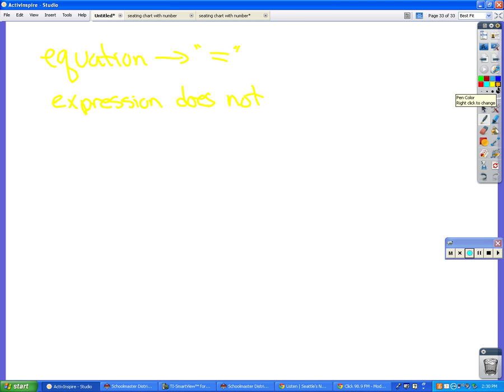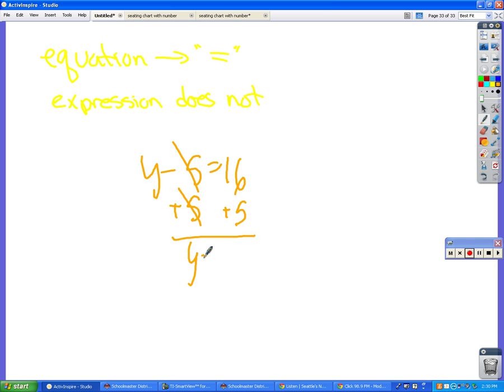How would I solve, don't tell me what the answer is, but tell me the steps that I would use to solve y minus 5 equals 16. I'm going to call on Jillian. How would I solve y minus 5 equals 16? To get rid of this negative 5, I'm going to add 5 to both sides. So those cancel, and y would equal 21. You guys good with that? Easy stuff?